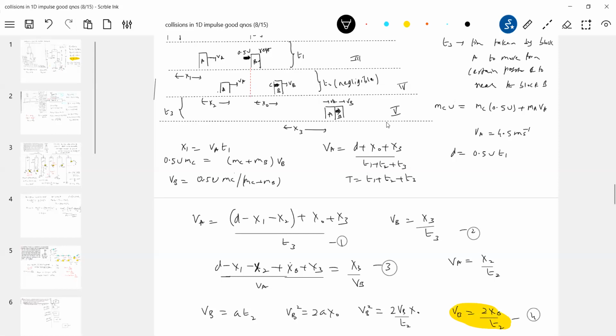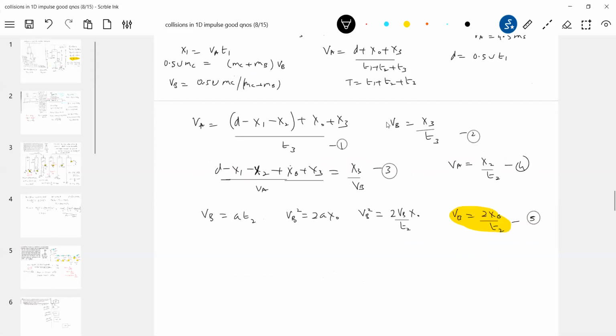Okay, now I think we can easily do it. And what is VA? VA I can also write as x2 by T2. So shall I eliminate T2 now from these two? So this is 3, 4, equate 4 and 5.